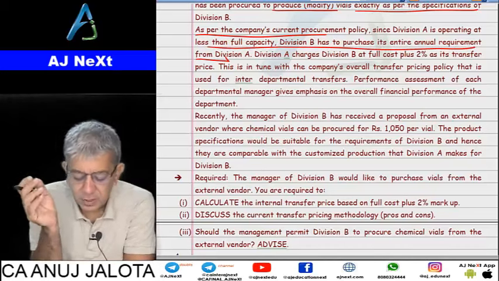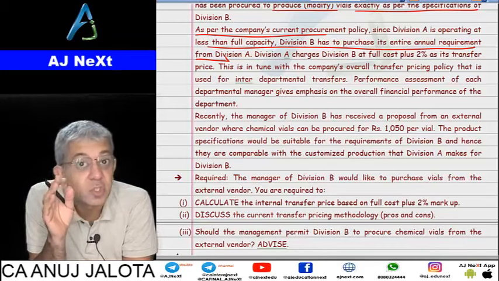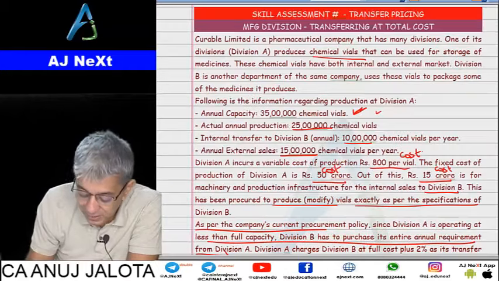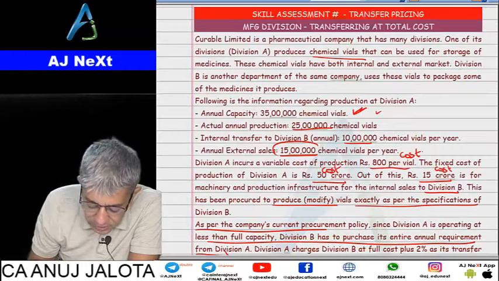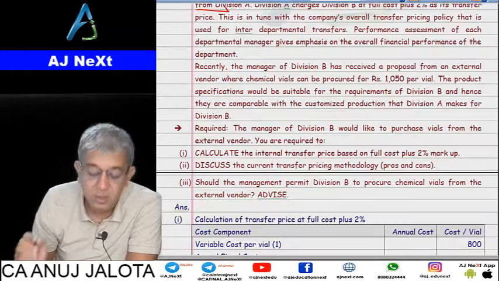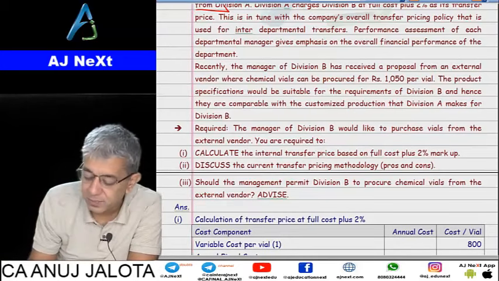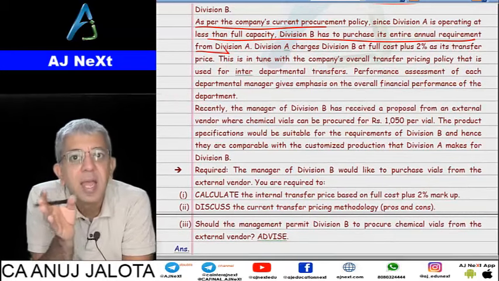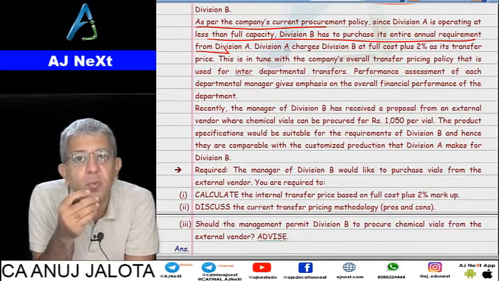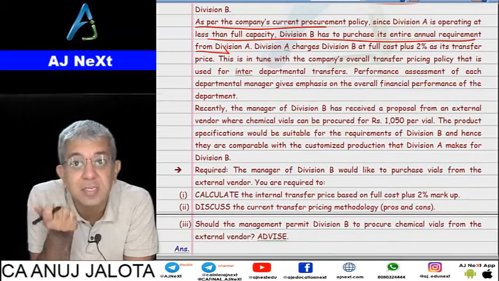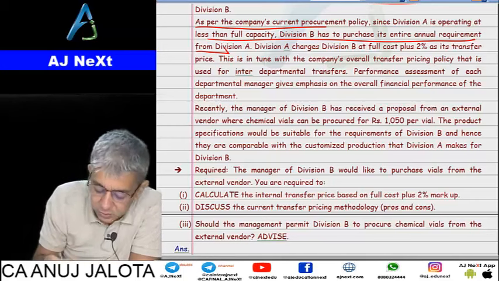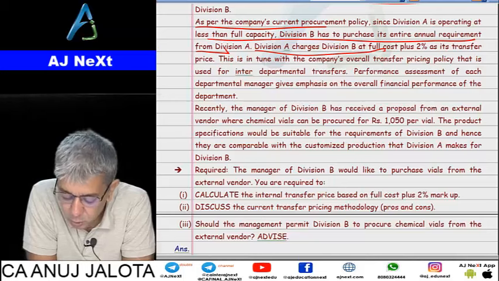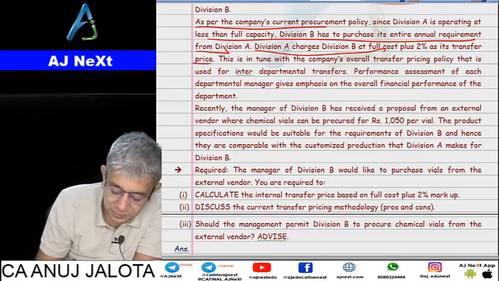Now, it is the company's policy. Division A's total capacity was how much? 35 lakhs. But in the market, it could only sell how much here? 15 lakhs. Now, that is too less. Therefore, it has a lot of idle capacity. So the company has a policy that Division B has to purchase from Division A, else Division A's capacity will remain very underutilized. Division A charges Division B at full cost plus 2% as its transfer price.